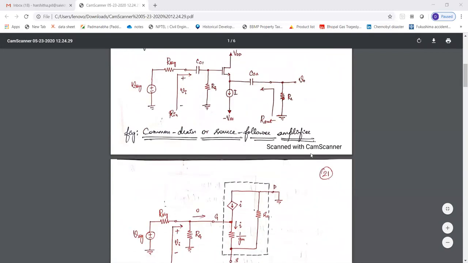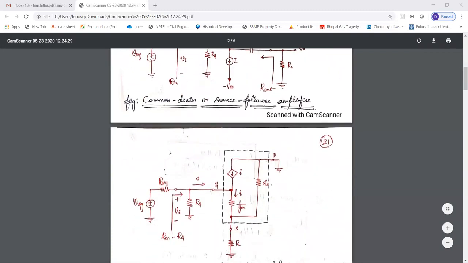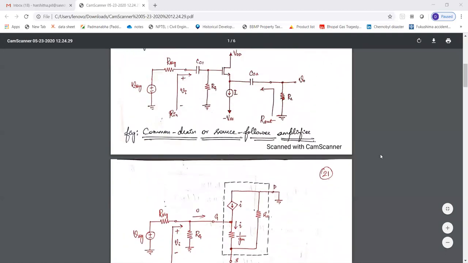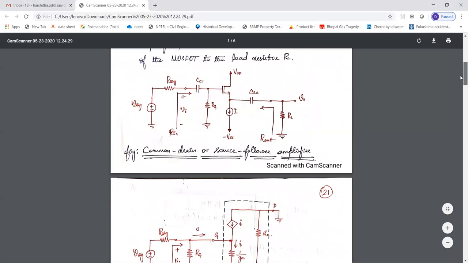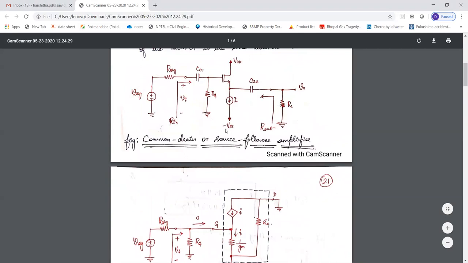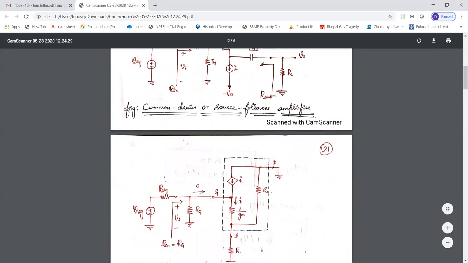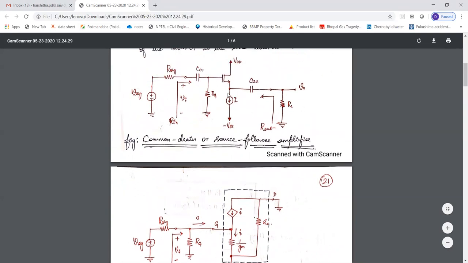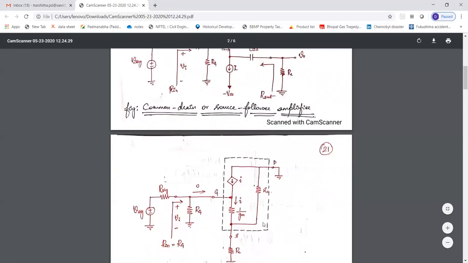Next we'll be writing the small signal equivalent model for the common drain amplifier configuration. You can see that the coupling capacitors are replaced by short circuits in this small signal model. Other than the coupling capacitors being short circuited and the MOSFET, all the other components, that is V signal, R signal, the gate capacitance and the load resistance RL, are connected as they are, and the MOSFET is replaced with this portion of the circuitry. This is the current source, and the same current will flow here. This resistance 1/gm, and here we have the small signal output resistance R0.